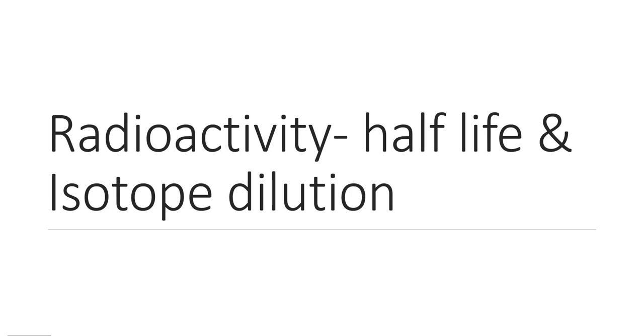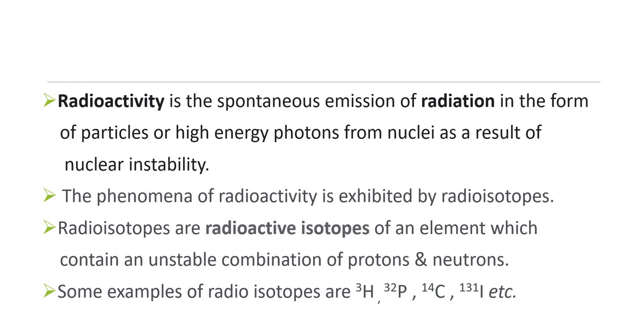In today's class, we will see problems based on radioactivity, specifically half-life and isotope dilution. Before we begin the problems, radioactivity, as you all know, is the spontaneous emission of radiation in the form of particles or high-energy photons, which is alpha rays, beta rays or gamma rays from nuclei as a result of nuclear instability. So, the isotopes that exhibit the phenomena of radioactivity are called radioisotopes.